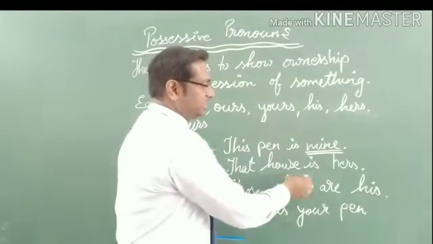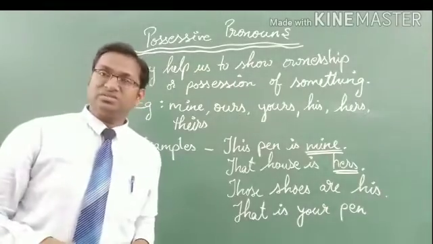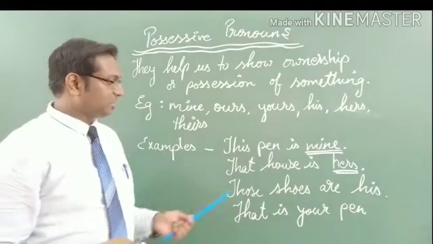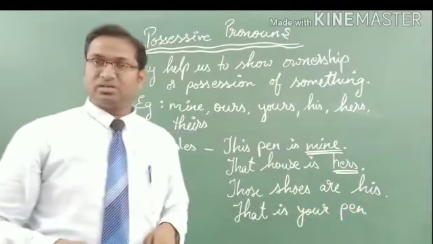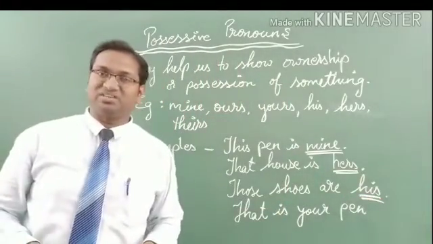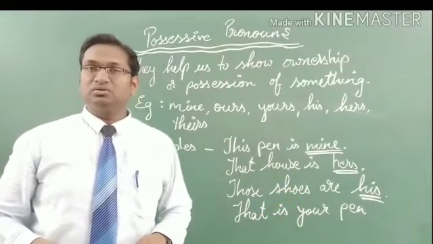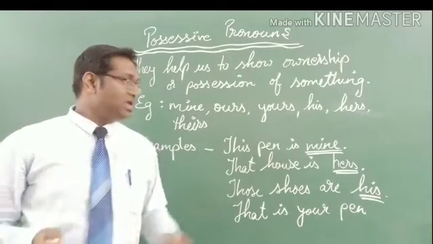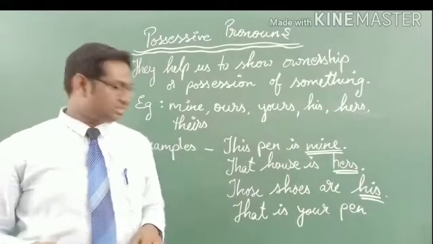Second, that house is hers. Whose house? Hers. So hers is your possessive. Next, those shoes are his. So his over here is your possessive pronoun because the shoes belong to that person, belong to him. That is why over here his is your possessive.